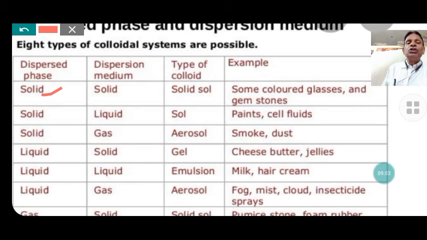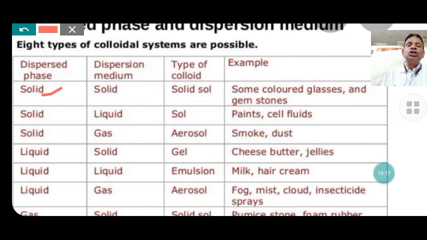Now, liquid and solid. When the liquid dispersed phase is dispersed in a solid medium, it is called a gel. Cheese, butter and jellies are such types of colloids. A liquid is suspended in a solid, and it is formed as a gel.